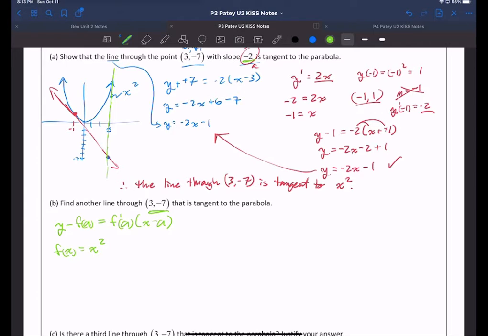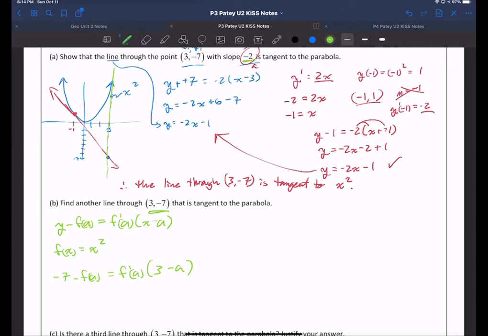Now I know that the point I want this line to go through is (3, -7). So I'm going to plug in -7 to the y, and I'm going to plug 3 into the x. And now what I want to find is, what the heck is that a? What would that a be?